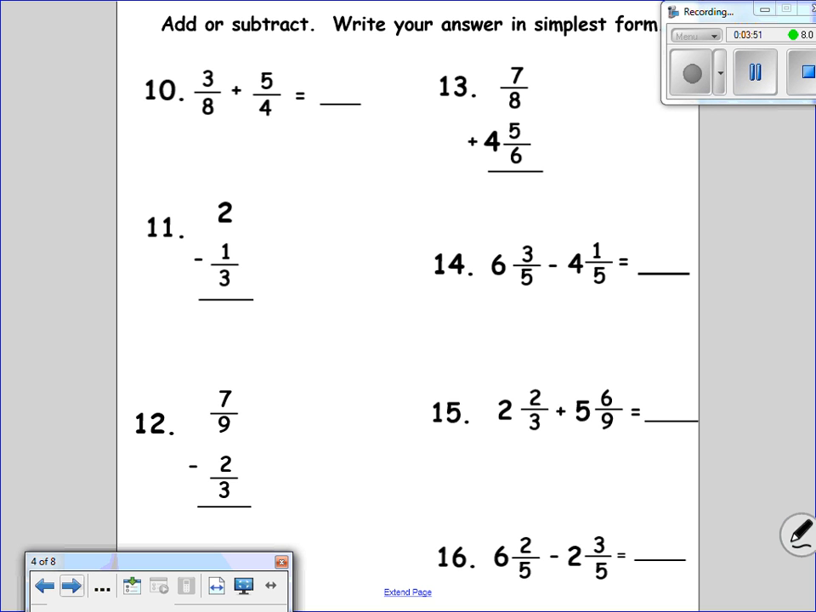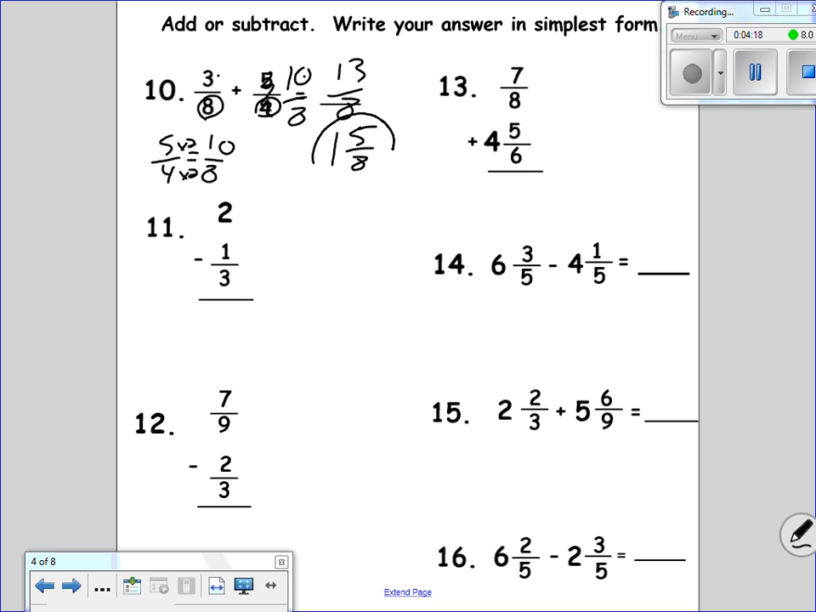I'm going to have to probably erase my work as I'm going here. So 8 and 4, they both go into 8. So 3/8 can stay the same, but I have to change 5/4 into something with an 8. I'm going times 2. Times 2 gives me 10/8. So this problem right here is really 10/8. So I have 3 plus 10, which is 13 over 8. I can't leave it that way. How many 8s go into 13? 1. What's left over? 1 and 5/8 is my answer.